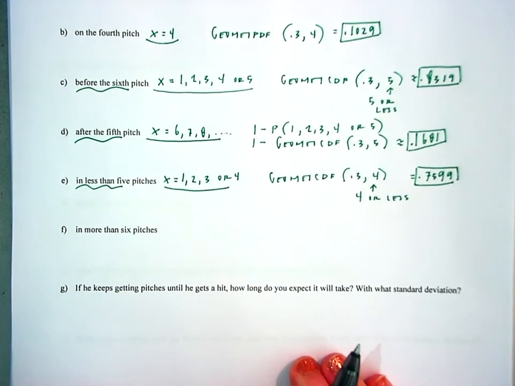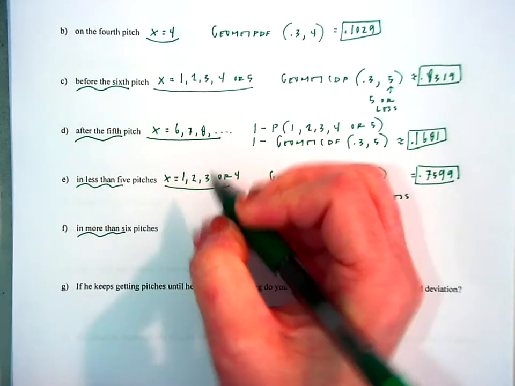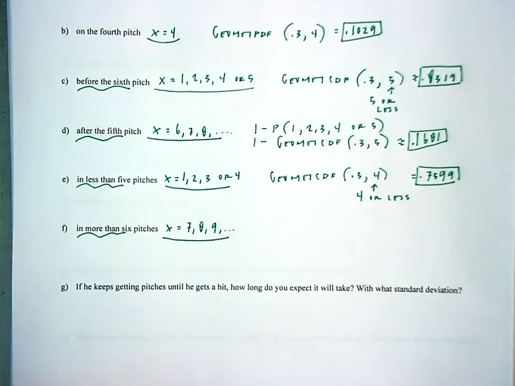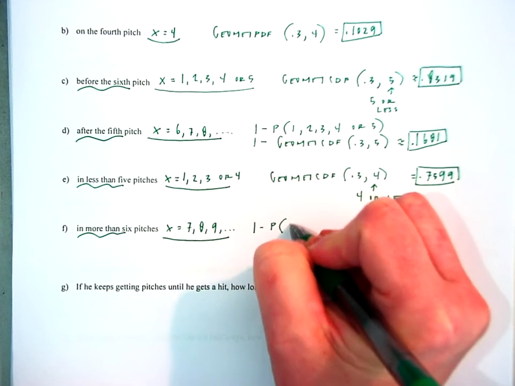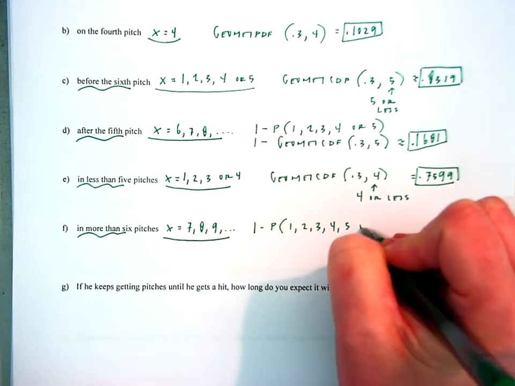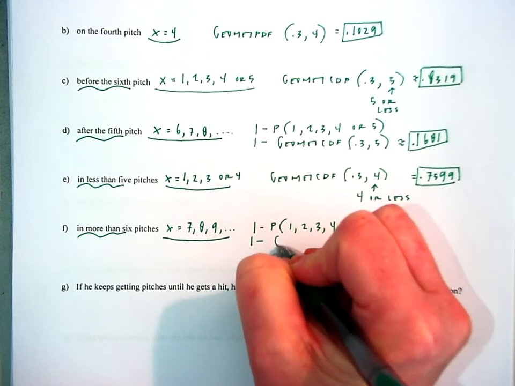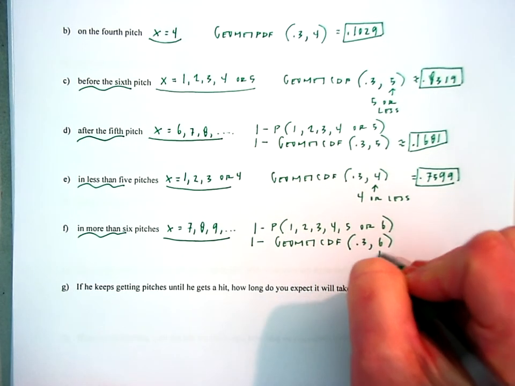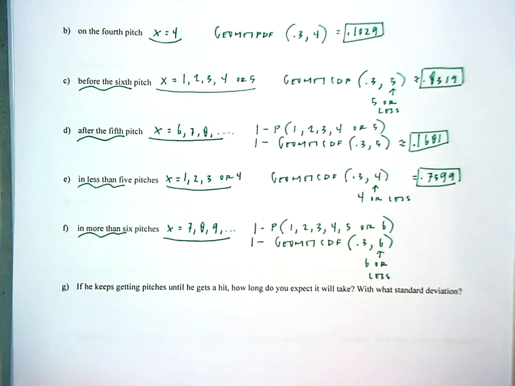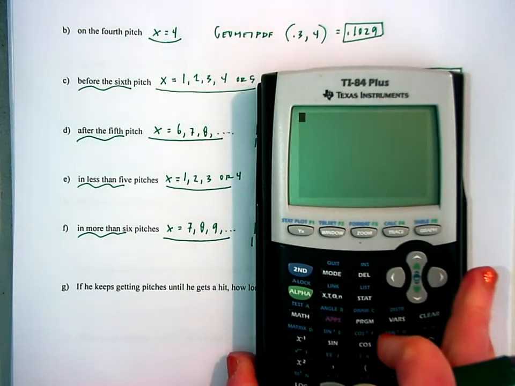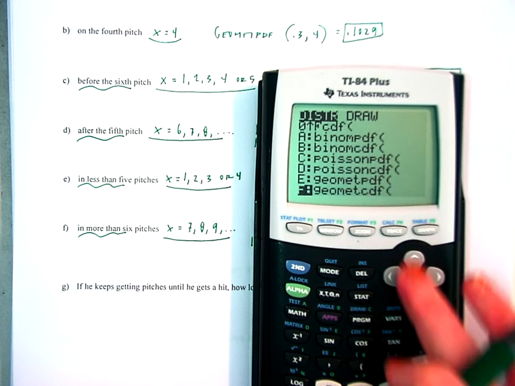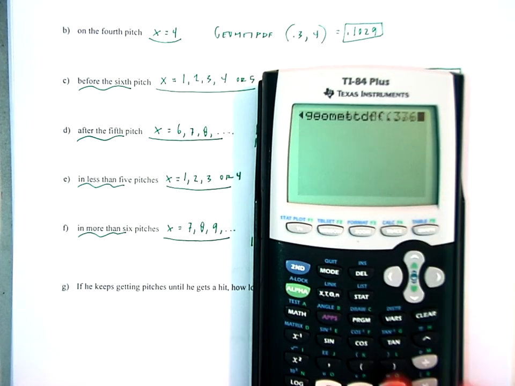Okay, and then here for problem F, in more than 6 pitches, so more than 6, right, it could be 7, 8, 9. So here again, I got to go through the complement. So 1 minus the probability that we were successful 1st, 2nd, 3rd, 4th, 5th, or 6th. So 1 minus GeoMet CDF 0.3, comma 6, 6 or less. So here, if I type that in, I'm doing 1 minus second vars, going down to GeoMet CDF right there, and I'm saying 0.3, comma 6 or less, and I get 0.1176.